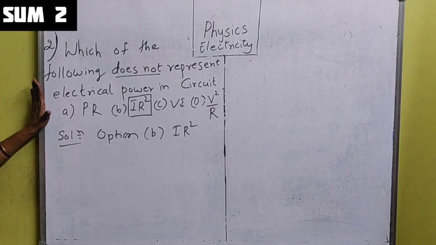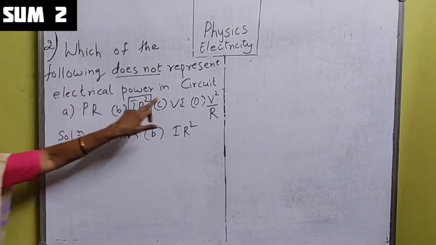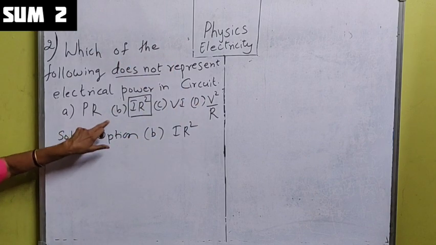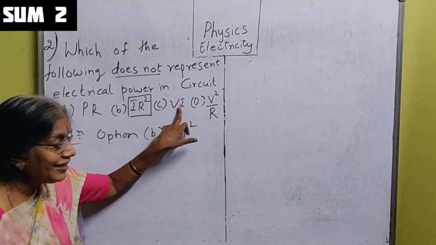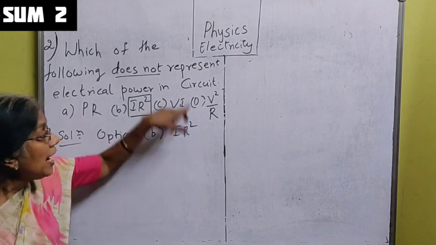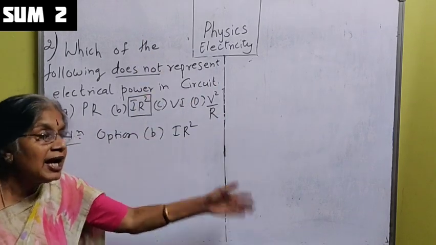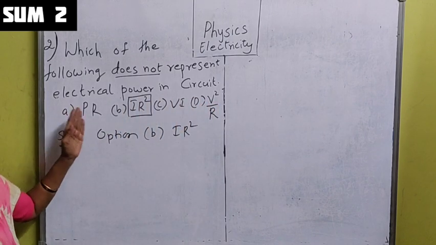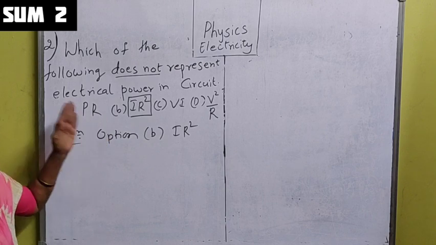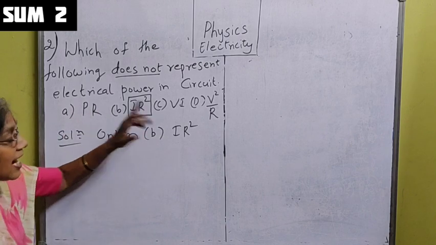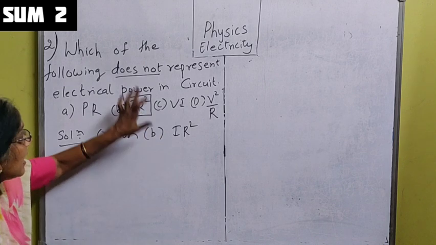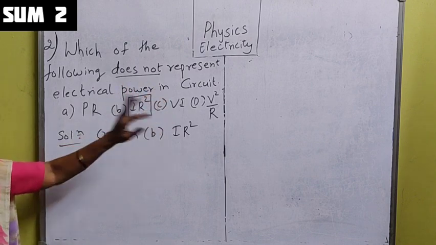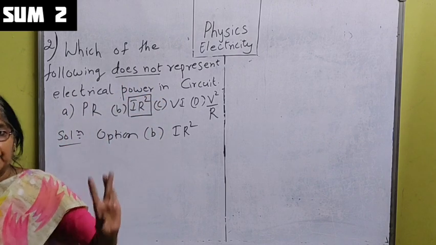What does it say? That it should not give the electrical power. Here power is mentioned, so if you use this you will get a power. Power is equal to V into I, this is a formula. Power is equal to V square by R, it is a formula, for both of these you will get power, and here also V is given. You can find out the power using V, P and R. Here I and R is given, so you cannot find out the electrical power from I and R. So this is the answer. So option B is the answer, which does not represent electrical power in the circuit.